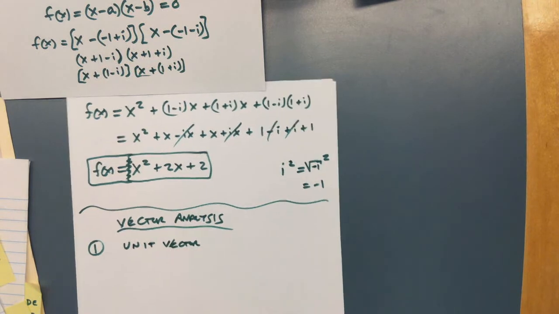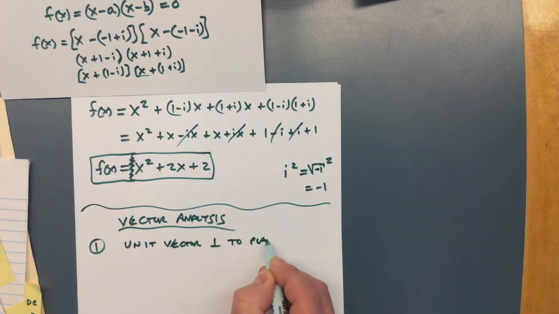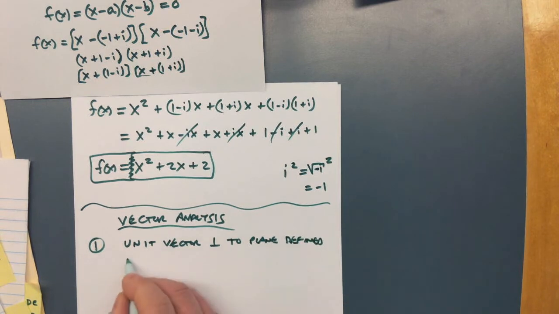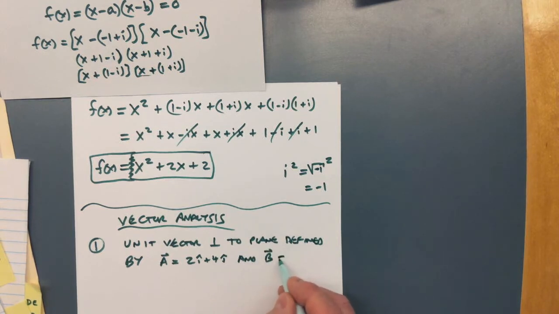The unit vector perpendicular to the plane defined by a vector A that's 2i plus 4j and a vector B that is i plus j minus k. So this is in three-dimensional space. We have a plane that's characterized by these two vectors, and we want a vector that's perpendicular to that plane, and it's a unit vector.